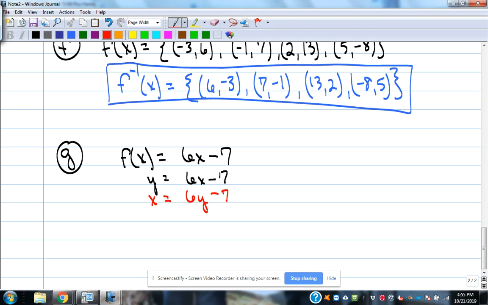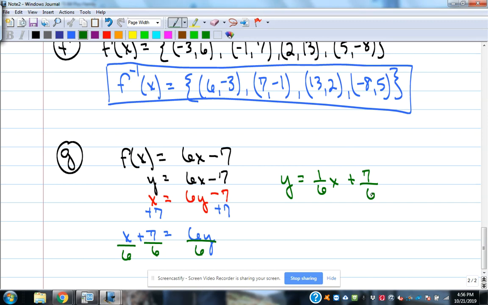Okay? So we swap x and y and then get y by itself again. Just solve that new equation that's in red. Solve it for y. So I'd add 7. X plus 7 is equal to 6y. And then I divide everybody by 6. And then I've got y by itself again. I have y equals 1 over 6x plus 7 over 6.